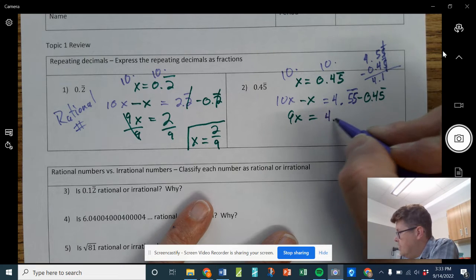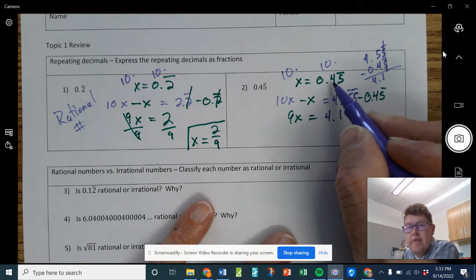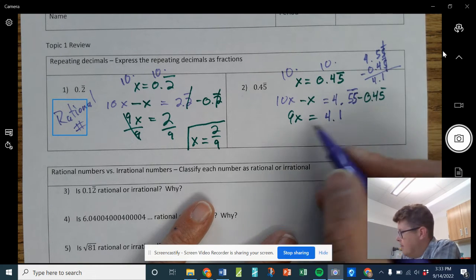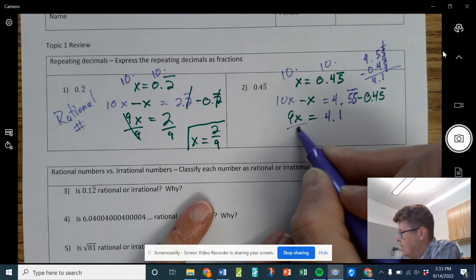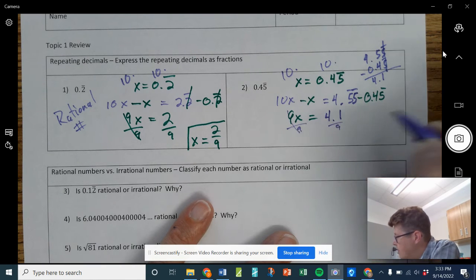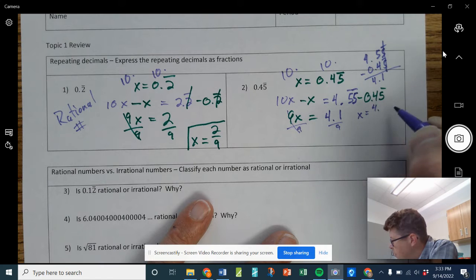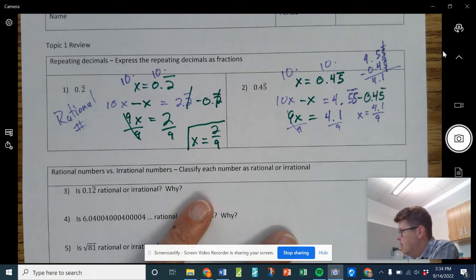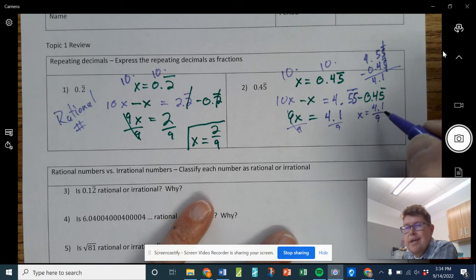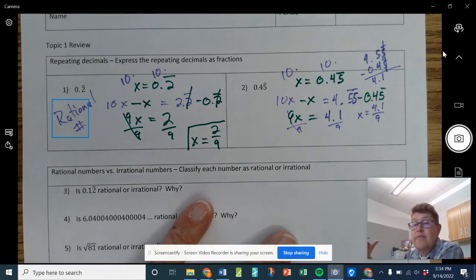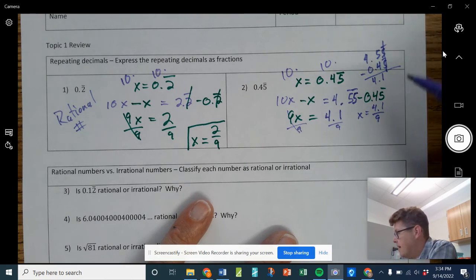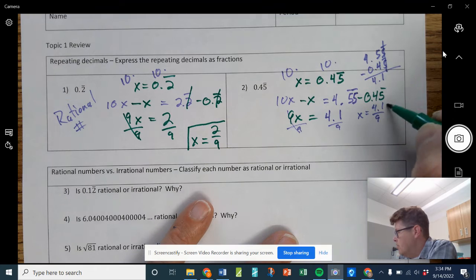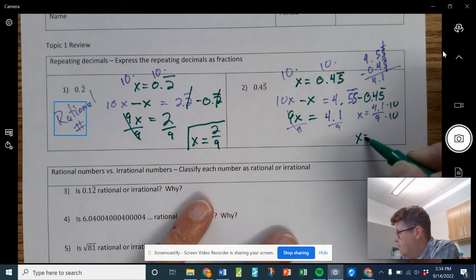So this looks different, and it looks different because we have this 4 out front that doesn't repeat. Okay. So now we've got this 9x equals 4.1. We divide by 9 on both sides. We end up with x equals 4.1 over 9. Now, we don't want a decimal in a fraction, right? So we want to kind of simplify that out. So we're going to multiply by 10 on the top, 10 on the bottom. 4.1 times 10 is 41. 9 times 10 is 90.